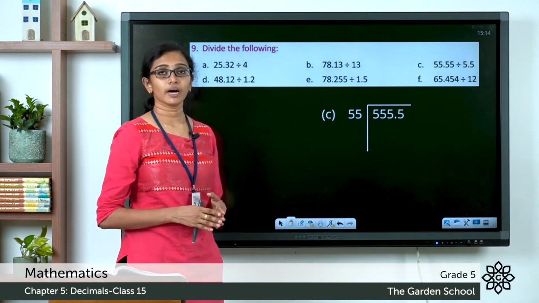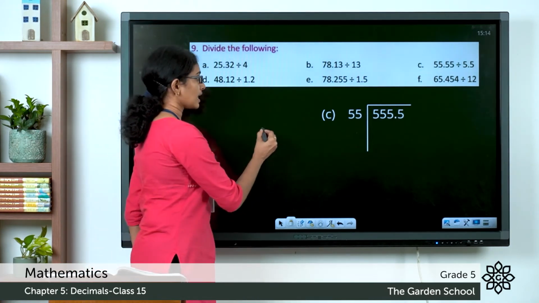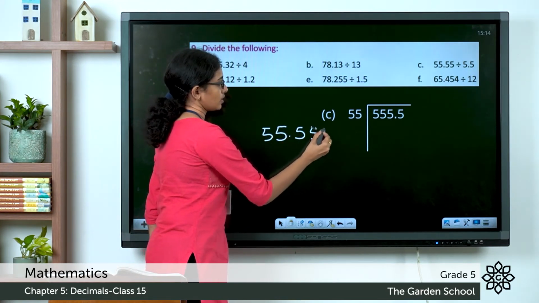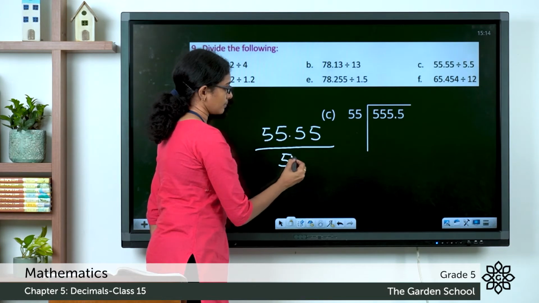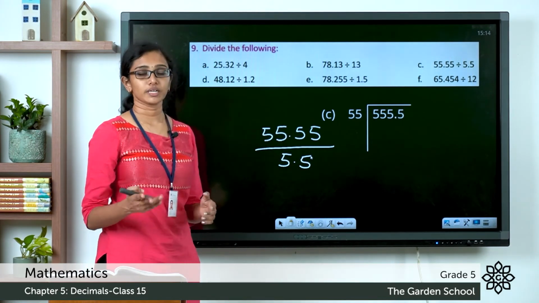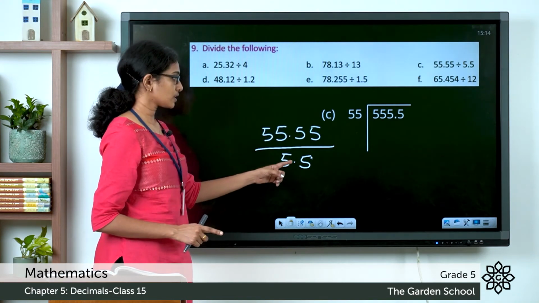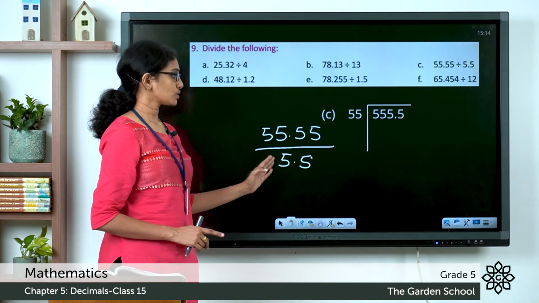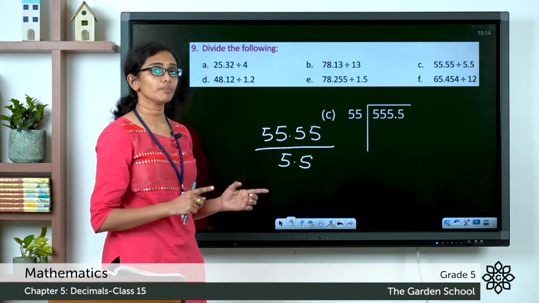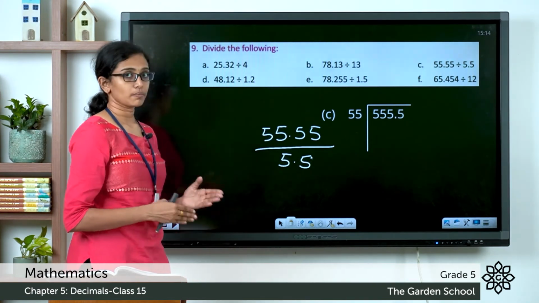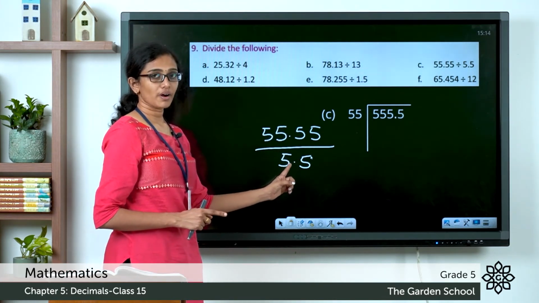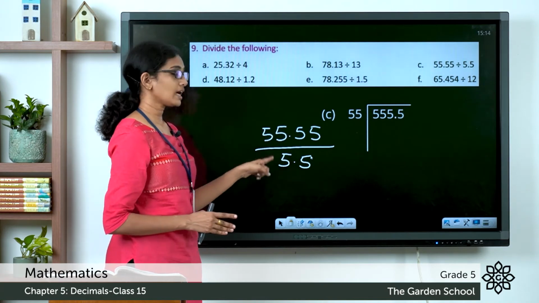Now question number 3 or C, 55.55 divided by 5.5. So that is a decimal number divided by another decimal number. So what is the rule? When you are asked to divide two decimal numbers, first shift the decimal point in the divisor to the right enough places to make it a whole number. And you have to count how many places you shifted the decimal point. So here 5.5, let's shift this decimal point one place to the right to make it a whole number.